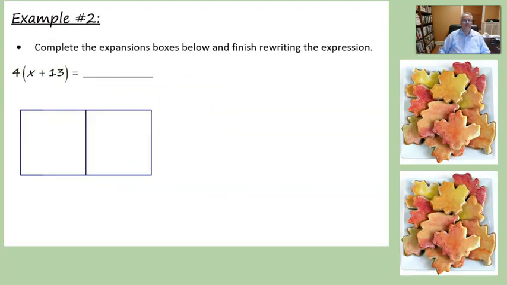Okay, so we're going to use expansion boxes to do this one. All right, so we have the expression 4 times x plus 13. Well, we're going to take this to be the width of the rectangle and this to be the length. So I'm going to put a 4 here, an x here, and a 13 here. The total area would be 4 times x plus 13. We just got to find the area the other way, by adding up the pieces. So this would be 4x. 4 times 13 is 52. So 4 times the quantity x plus 13 should equal 4x plus 52.